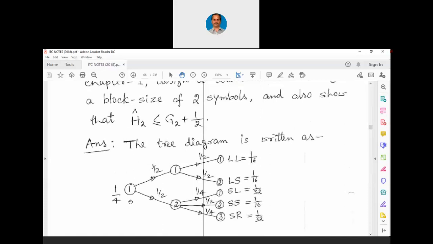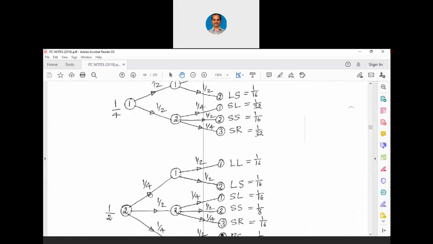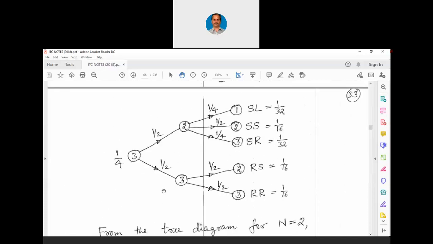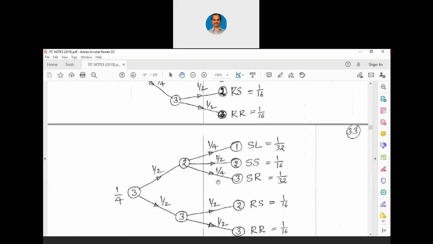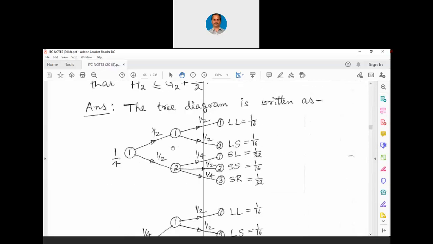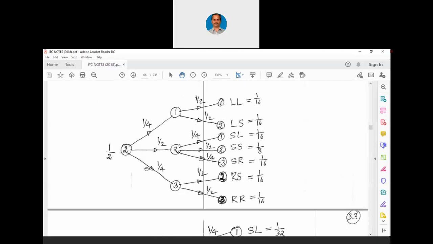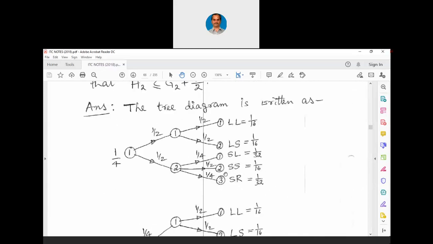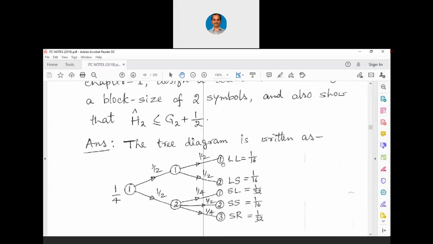Just recall that particular exercise where we had 3 states. For each state we had a probability 1 over 4, 1 over 2 and 1 over 4. Now we can consider LL, LS, SL, SS, SR. And by writing the tree diagram, we can find out the probability for each sequence.